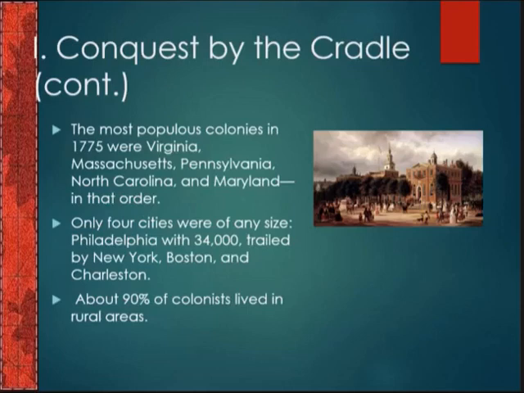Most of the colonists lived east of the Appalachian Mountains, but a few pioneers like Daniel Boone were starting to venture into eastern Tennessee and Kentucky in the 1760s. The most populous colonies at the outbreak of the American Revolution were Virginia and Massachusetts. Pennsylvania, North Carolina, and Maryland followed. By and large, people lived in rural areas.